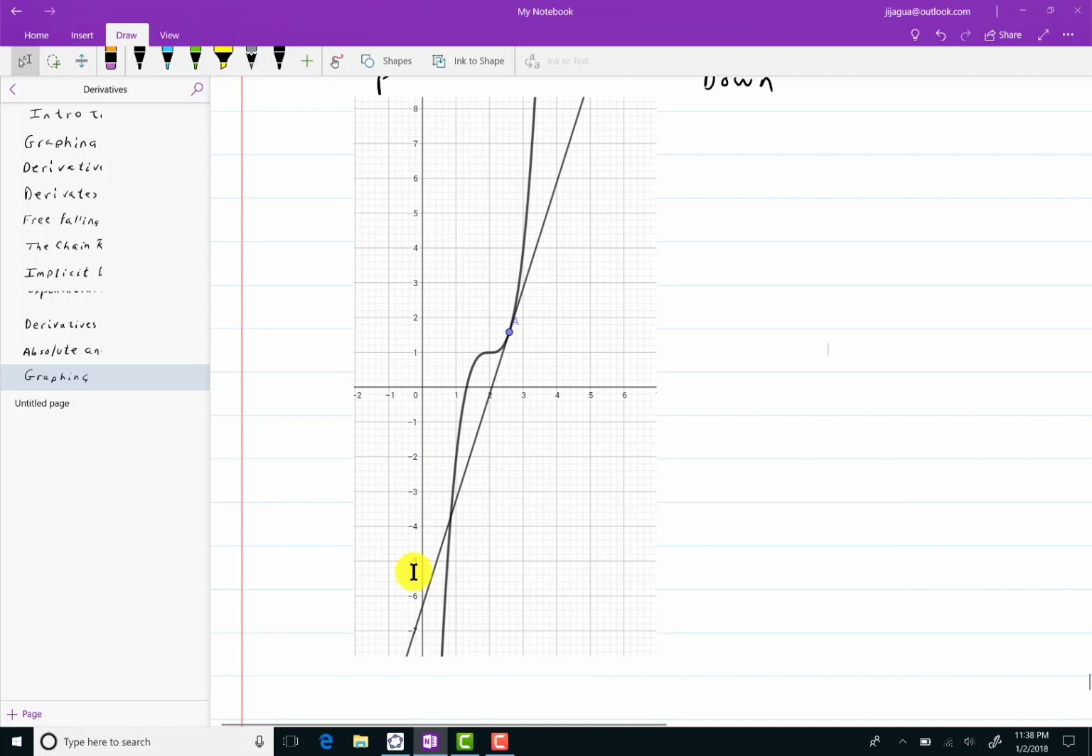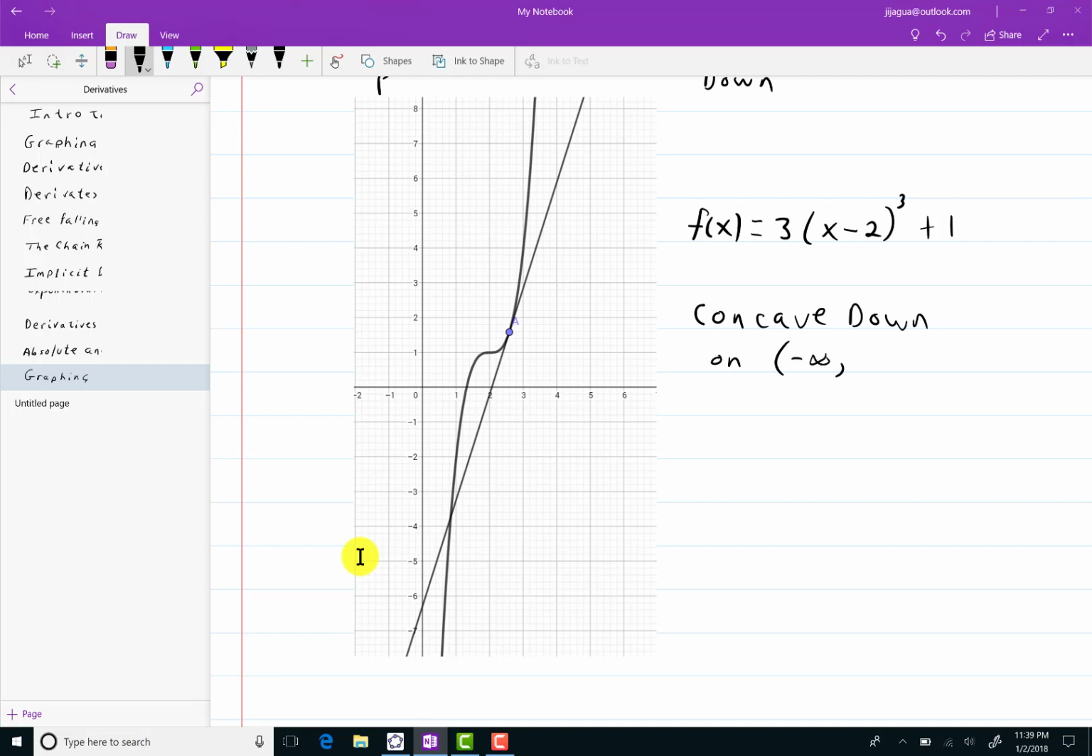Here's the curve. We have, let me call it f of x, equals 3 times (x minus 2) cubed plus 1. And as I was indicating, it's concave down until you get to 2. So concave down on negative infinity to 2. So I list the x values for this. And then concave up on 2 to infinity.